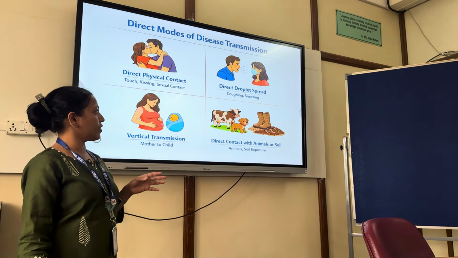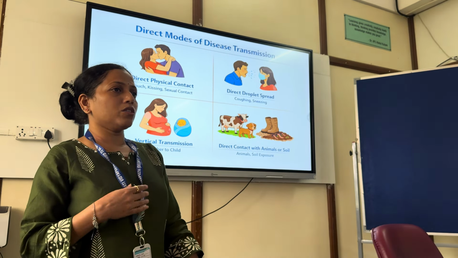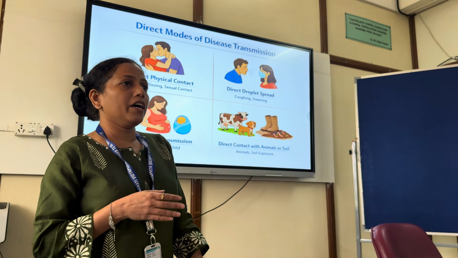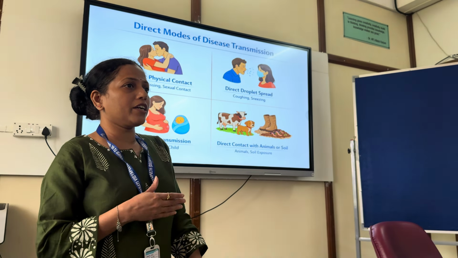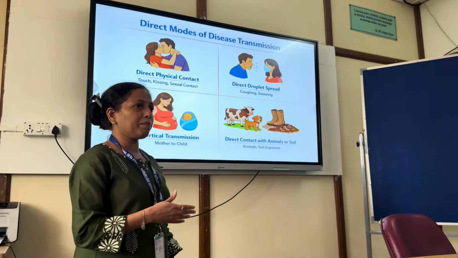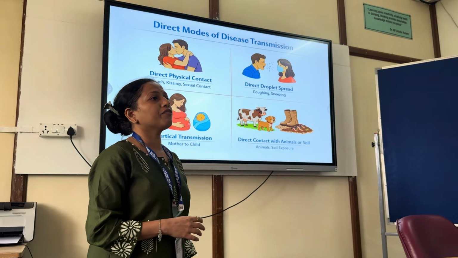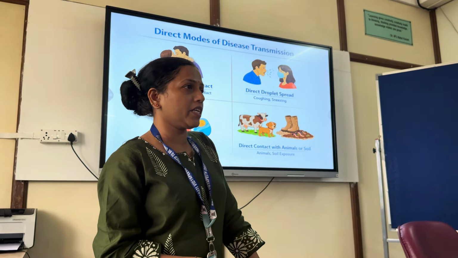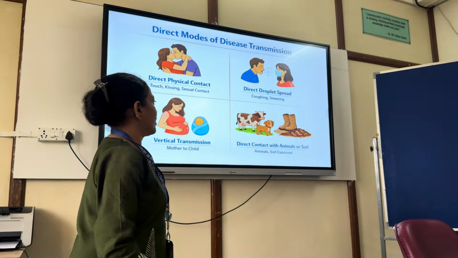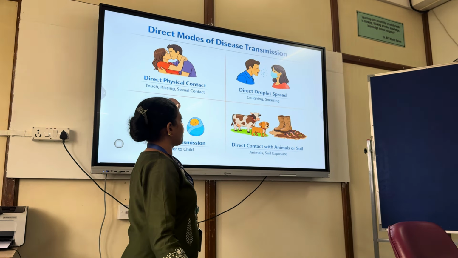Then direct contact with animals or soil. Through an infected animal, like rabies. Rabies from an infected dog bite to a healthy person, then rabies will appear. Then snake bite, scorpion bite. And then in infected soil, like leptospirosis, then plague, that comes from direct contact with the animal or the soil.